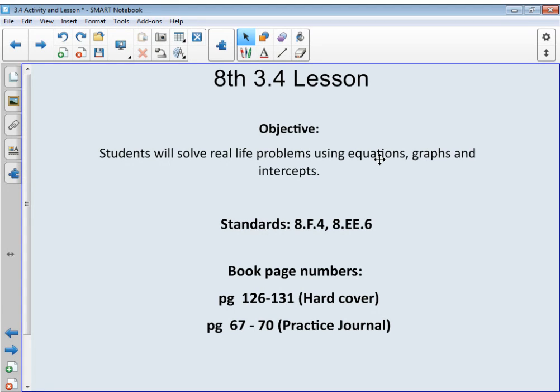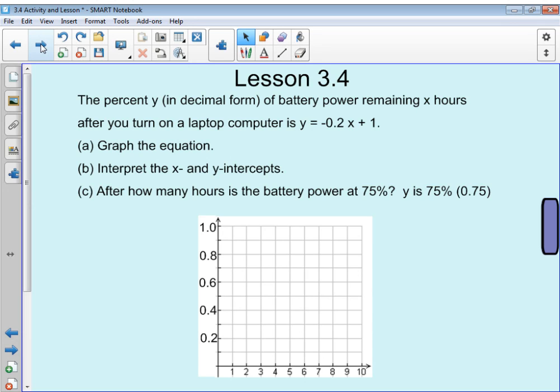Yesterday, we started working with some real world scenarios and graphing those out, but yesterday we were given the X and Y intercepts. Today, we're going to have to work off of an equation to be able to do that, and then we'll answer some questions from that. So here's our first situation.